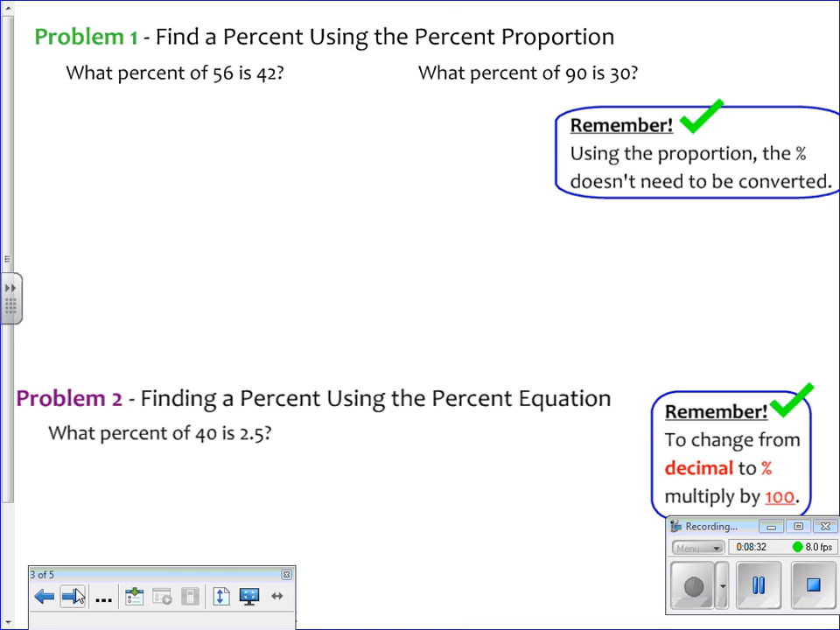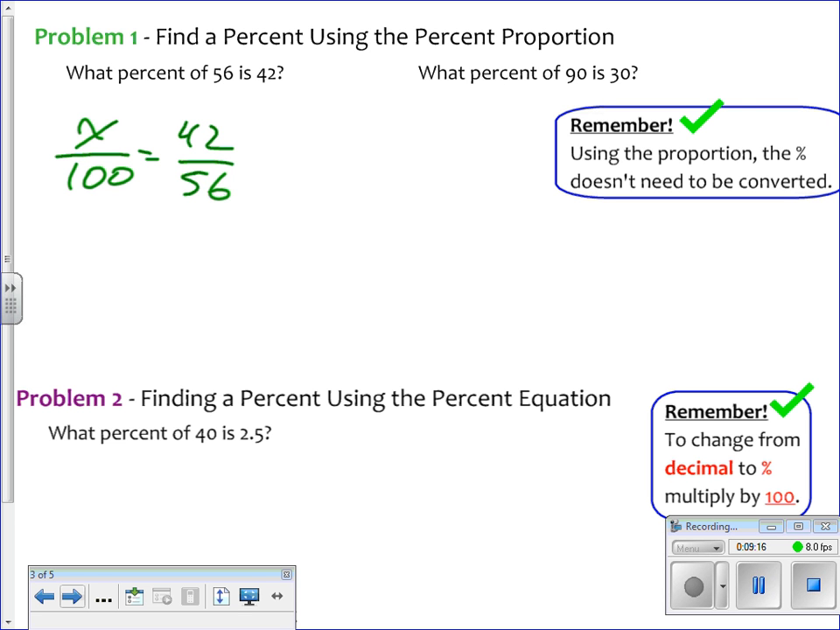Okay, let's start solving problems. Here is how I like to solve these percent problems. I don't like using the proportions, but we can set up the proportions. So what percent of 56 is 42? So x over 100 equals 42 over 56. Percent over 100 equals the part over the whole. You cross multiply and solve.